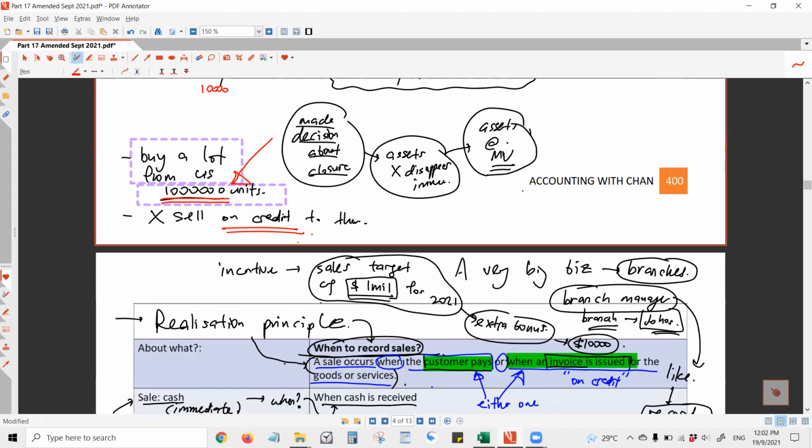Another reason we sell goods on credit is we have a very good relationship with the customer. Probably the customer is your brother or sister. Of course you would let them be on credit. You let them owe you money.